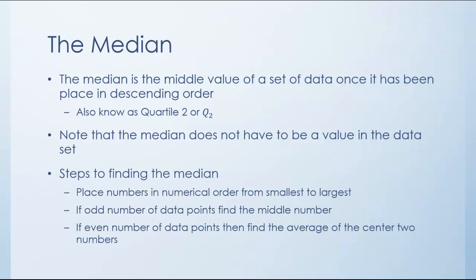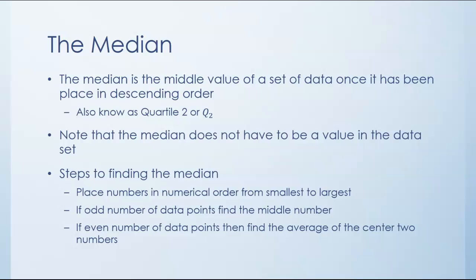So the steps to finding the median really depend on if you have an odd number of data points or an even number of data points. But either way, the first thing that you're going to do when trying to find the median is to put your numbers in numerical order from smallest to largest. If you have an odd number of data points, the median is literally the middle number. So you just have to figure out what the middle number will be. If you have an even number of data points, then we have to average the center two numbers.